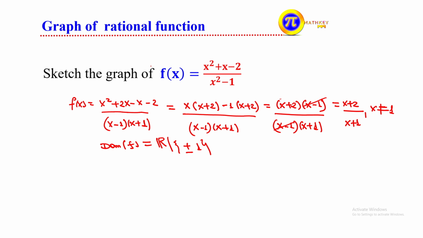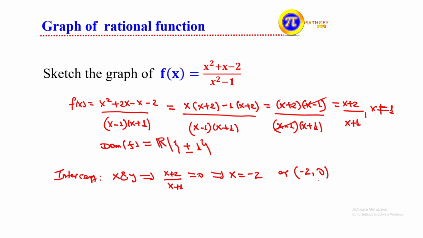After that we'll try to find the intercepts, x and y intercepts. We sketch after simplification. You are familiar with this: the x-intercept means make y equal to 0. When y is equal to 0, x plus 2 over x plus 1 is equals to 0, which implies x is equals to negative 2. Or we can express it as the point negative 2 comma 0.